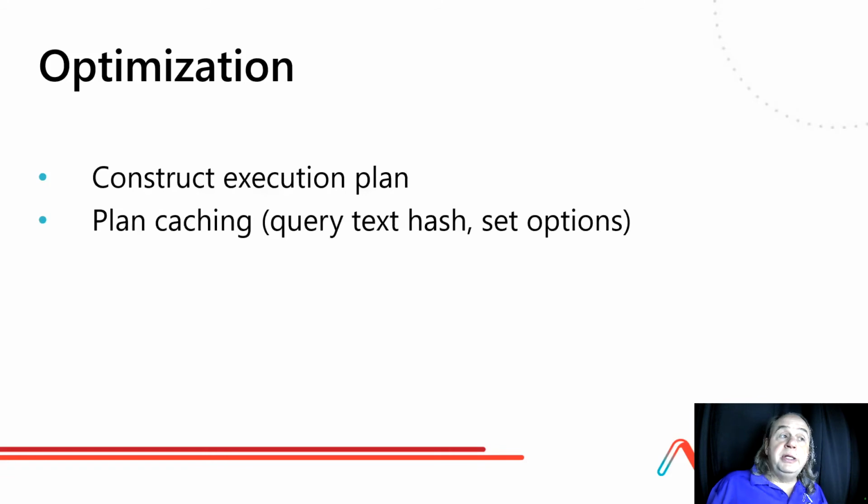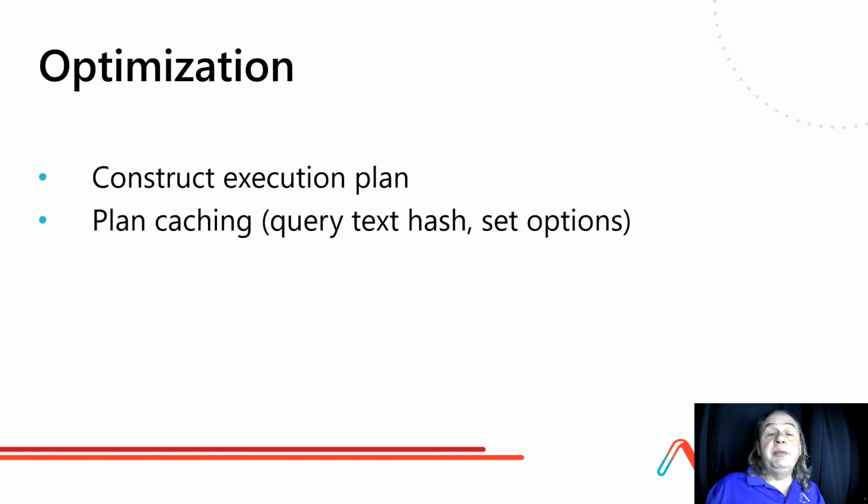Of course, at this point, SQL Server will construct the execution plan, and it will stick that plan in a cache so that the next time the same query is executed, or at least a very similar query is executed, you can go out to the plan cache, find it, and not have to go through that optimization process again.